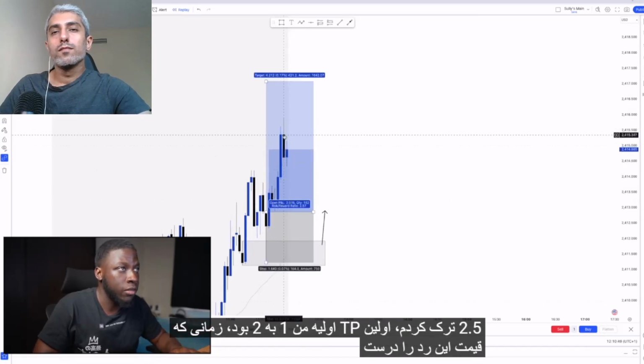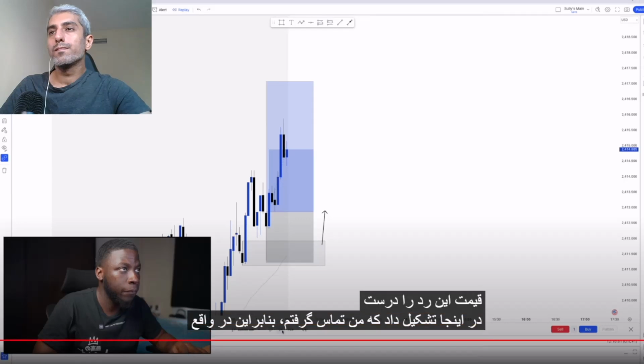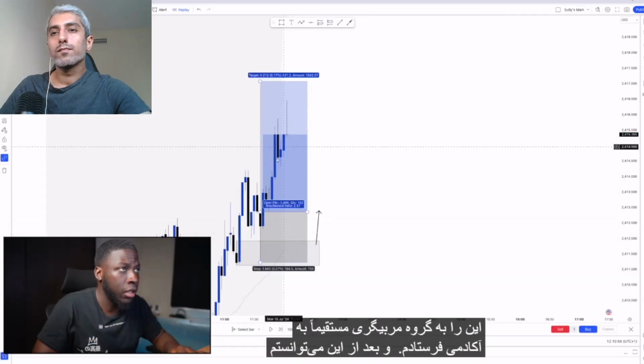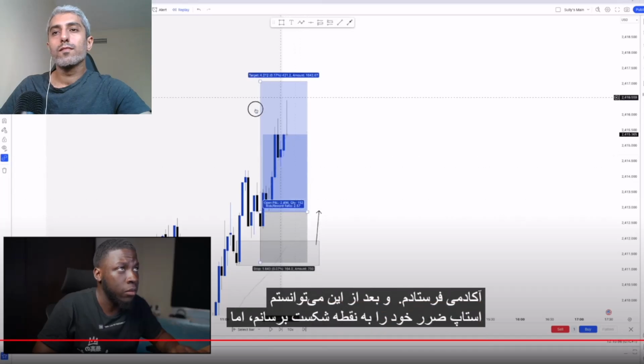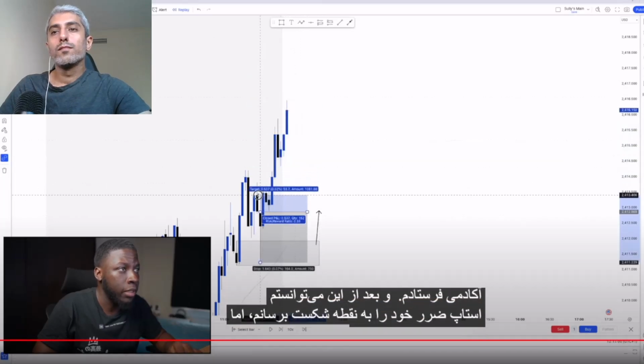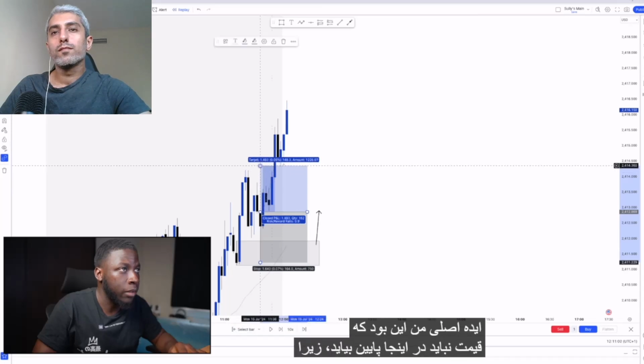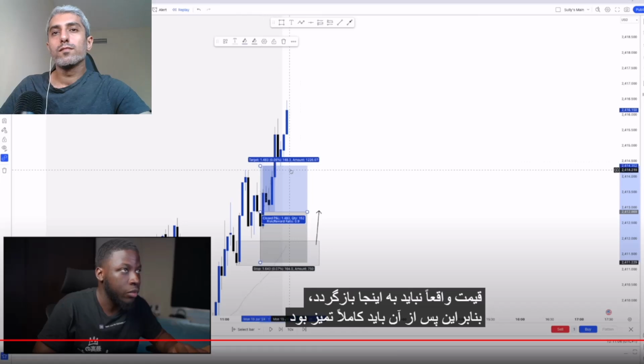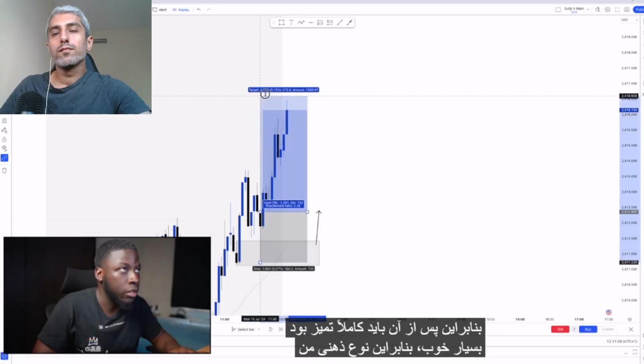Once price formed this rejection right here that I did call, so I actually sent this to the mentorship group, right, to the academy, and after this I could have moved my stop loss to break even, but my main idea that I called out was that price shouldn't come below here, like price really shouldn't retrace back here. So this was pretty much clean. After that we should be all right.